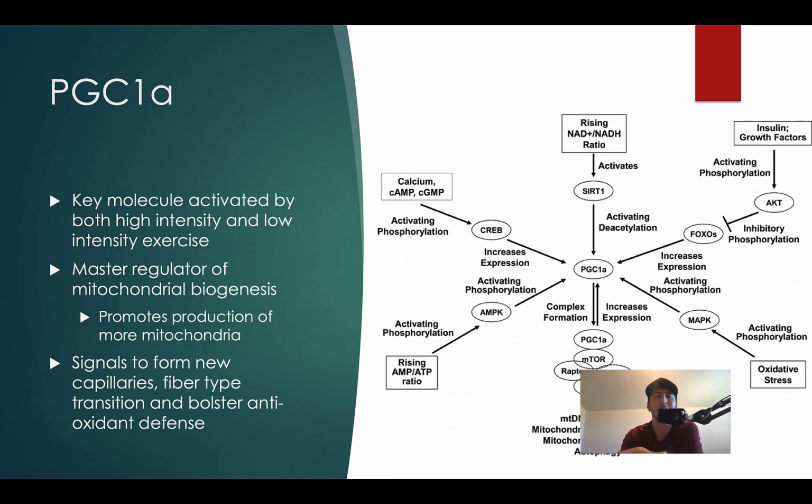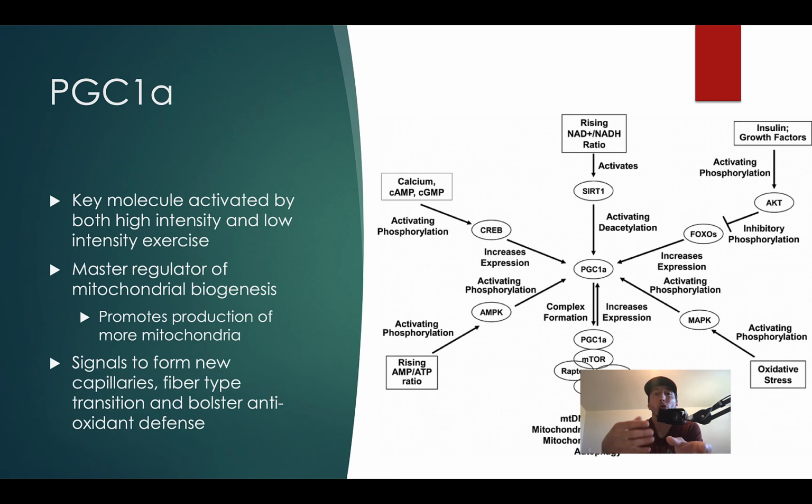PGC1 alpha is going to be a key molecule, a key regulator when it comes to both high and low intensity exercise. Essentially, what AMP kinase is to energy sensing, which is the holy grail, PGC1 alpha is the equivalent to mitochondria. Essentially, PGC1 alpha is going to be the master regulator of mitochondrial biogenesis. If you increase PGC1 alpha, you increase the production of mitochondria. We increase the ability to burn fuels. We get better at burning, right? It's like souping up our engine. It's exactly what you're going to be doing when you increase PGC1 alpha.